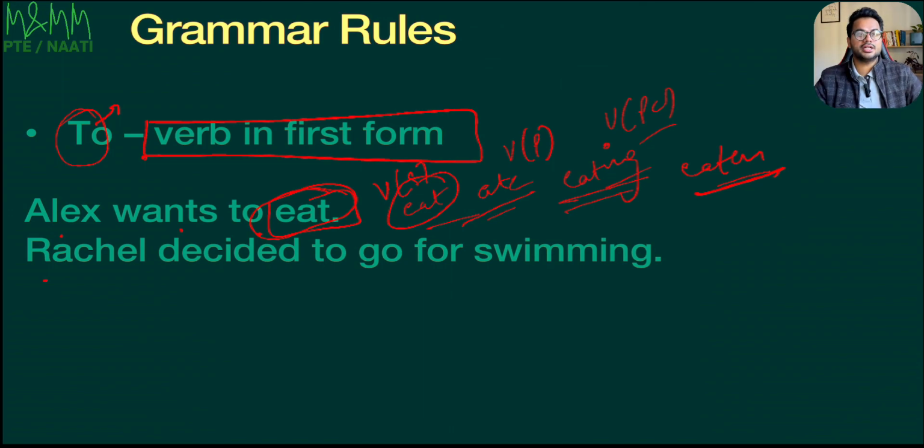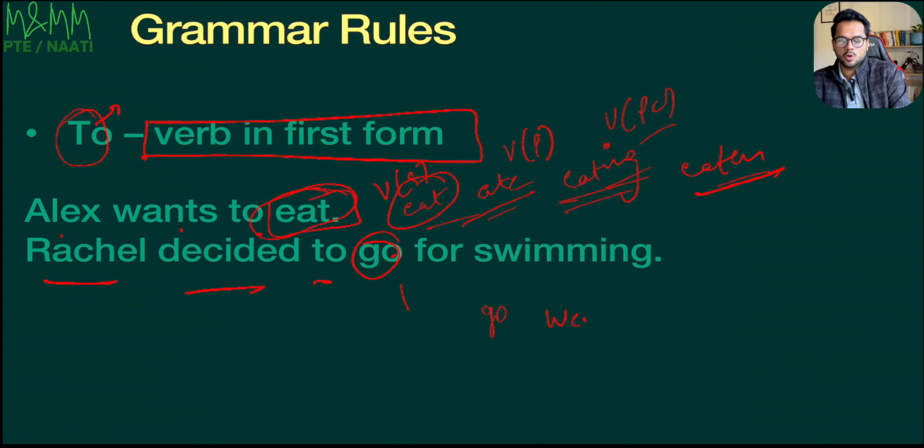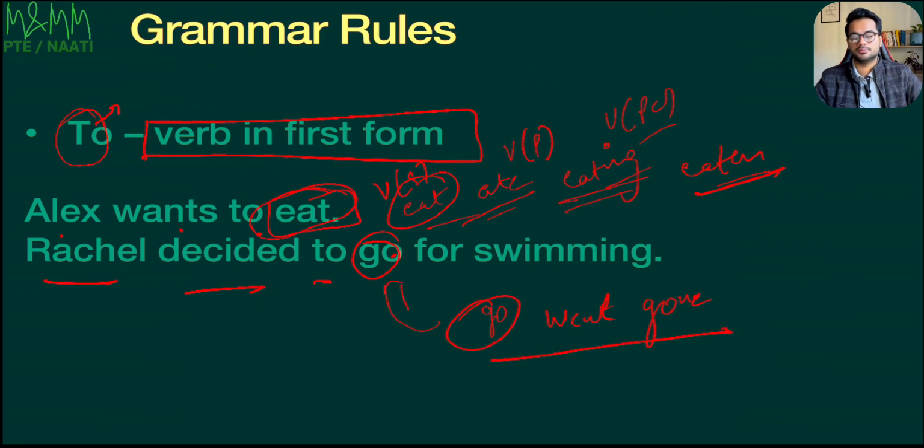So, Alex wants to dash, my option has to be a verb in the first form. It's Alex wants to eat. It can never be Alex wants to eating or eaten or ate. Same: Rachel decided to dash for swimming. If I give you three forms of the verb, go, went, and gone, all three are verbs, but your correct answer would be go because it's a verb in the simple form. So Rachel decided to go for swimming. You can never say Rachel decided to went for swimming or gone for swimming. It is always to go for swimming.